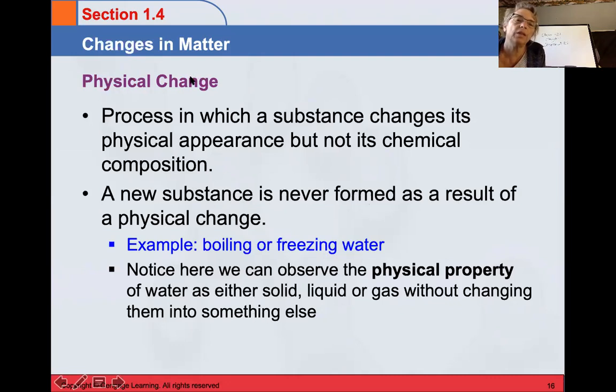So notice here, talking about physical change, we can talk about the physical property of water as a solid, liquid, or gas. So properties and changes, they're linked to each other. The physical change is going from the solid to the liquid to the gas. The property is water either being a solid, liquid, or a gas at a given temperature. But this is all a physical process because at every step of the way, it's still water.